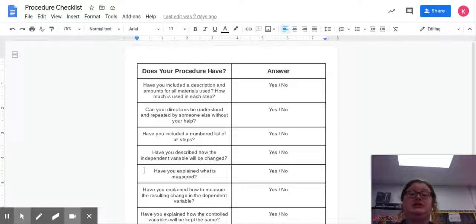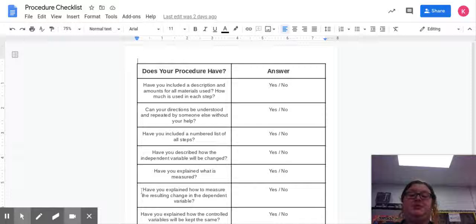You also need to explain what is being measured. What do I need to measure from this point to this point? What am I measuring? How am I measuring it? What units do I need to use to measure it? Centimeters, cups, ounces? What am I using to measure?